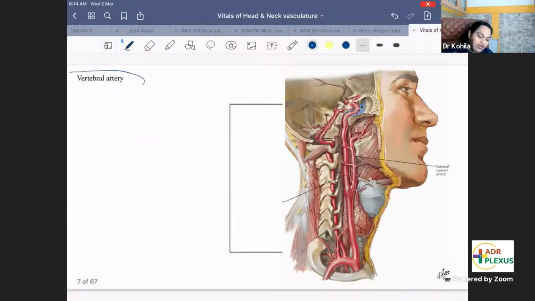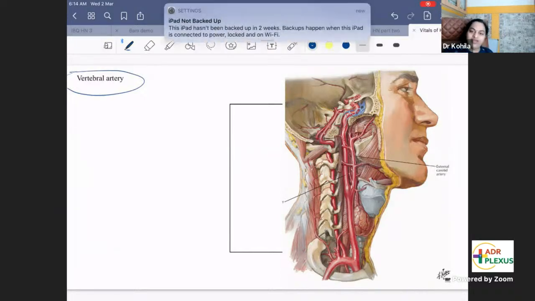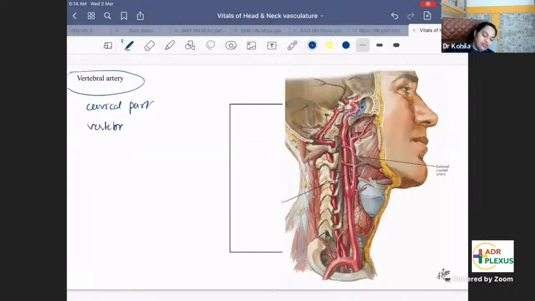So vertebral artery, yes, coming from subclavian artery. Yeah, the first part of subclavian artery. Thanks, Vignesh. So this is going to be divided into the cervical part, the vertebral part, the first part, second part, the third part is the suboccipital triangle, and the fourth one is intracranial.